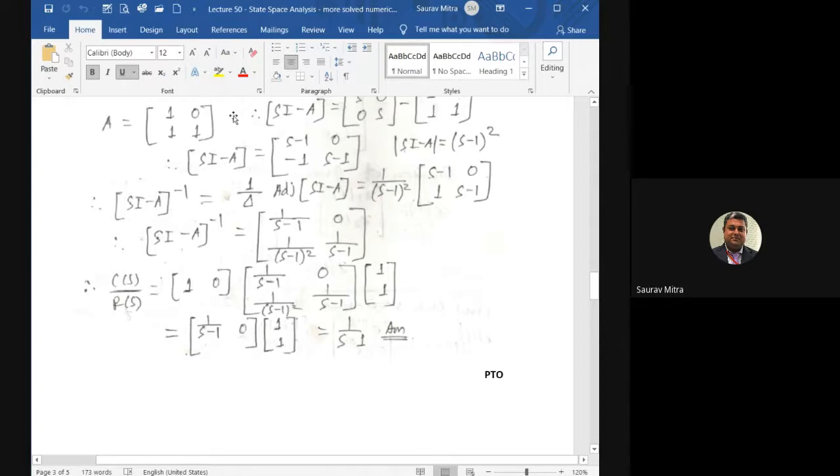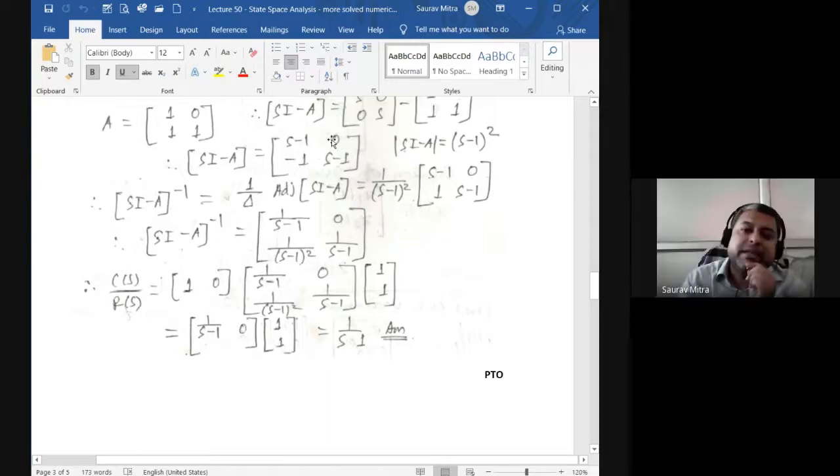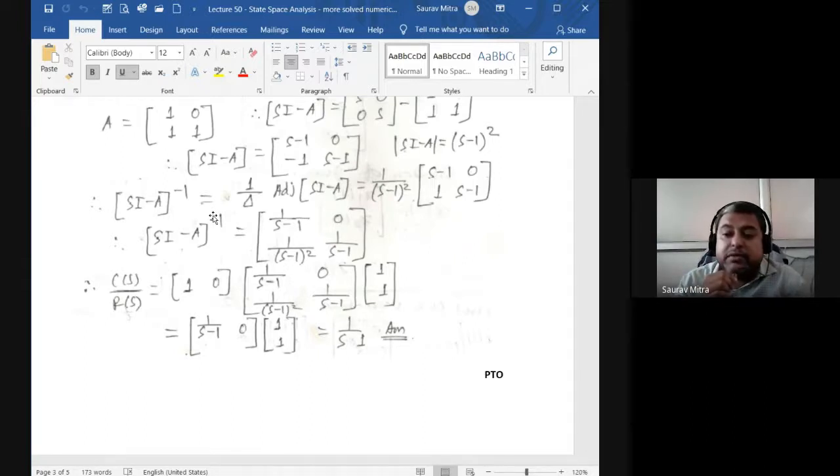And then you can exchange these two terms, S minus 1, S minus 1, so they remain same. And for the second diagonal element, you have to just do positives to negative and negatives to positive. So this minus 1 becomes plus 1 here. So how to find SI minus A inverse? You cannot waste much time on this in exam. So very easily you should be able to find out.